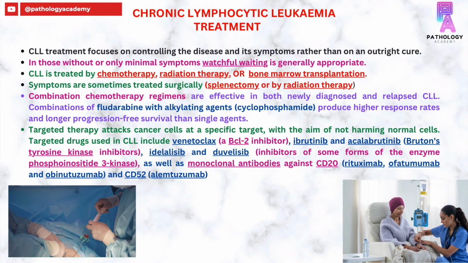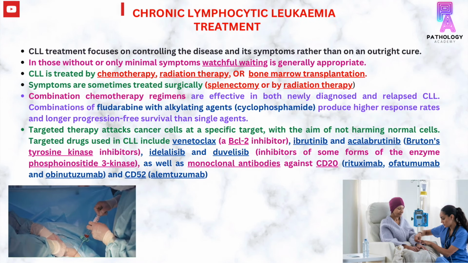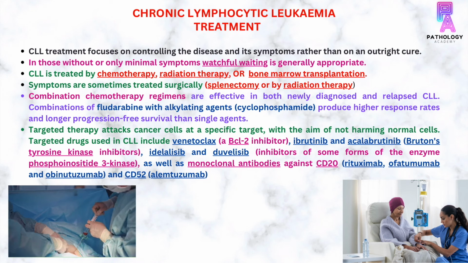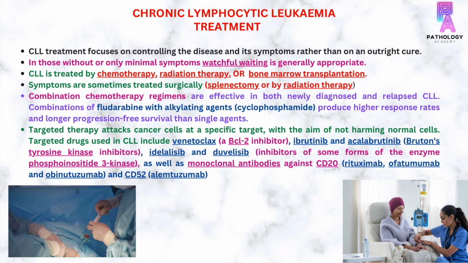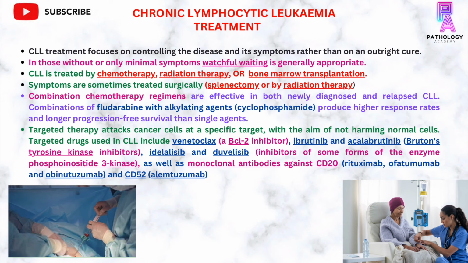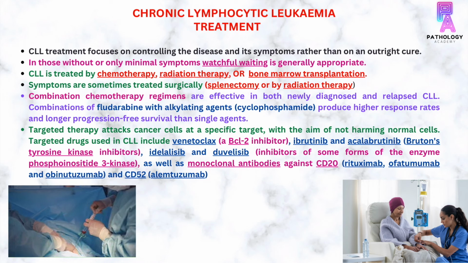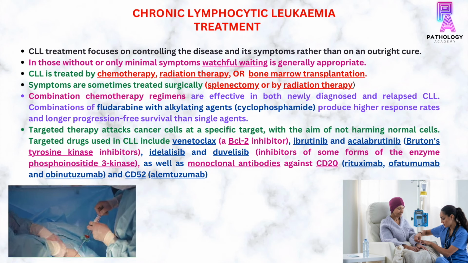Coming to the treatment part of CLL. Well, CLL treatment focuses on controlling the disease and its symptoms rather than an outright cure. In those patients who have minimal symptoms or who are not symptomatic, watchful waiting is generally appropriate. The treatment options are mainly chemotherapy, radiation therapy, or bone marrow transplantations. Symptoms are sometimes treated surgically. For example, for an enlarged spleen, splenectomy can be done, or for enlarged lymph nodes, radiation therapy can be done for debulking. Combination chemotherapy regimens are effective in both newly diagnosed and relapsed CLL cases.